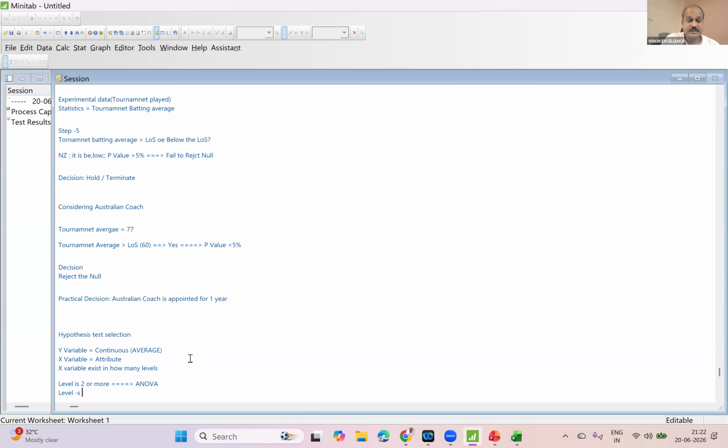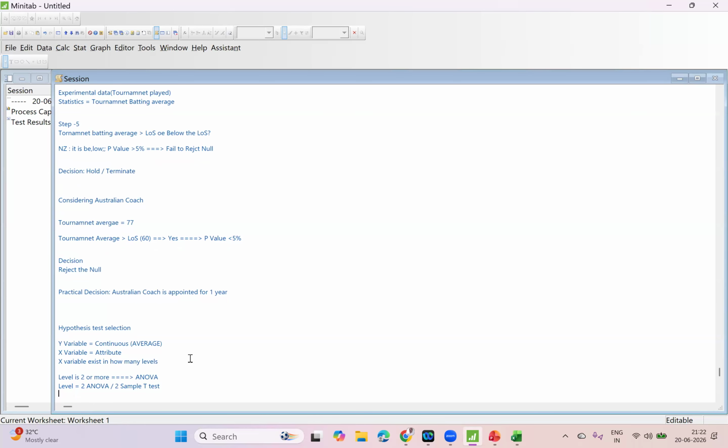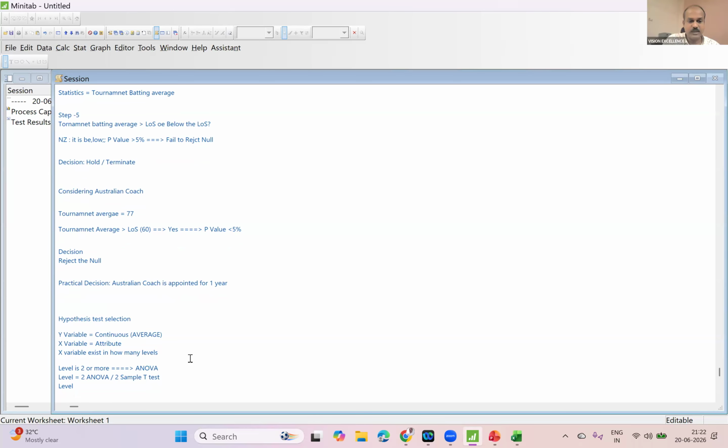When the level is exactly 2, now you have an option. You can go for ANOVA or you can go for 2 sample t test. Do you understand, all of you? Or if the level is 1, then you should go for 1 sample t test. Now do you understand why I wrote 1 sample t test earlier?